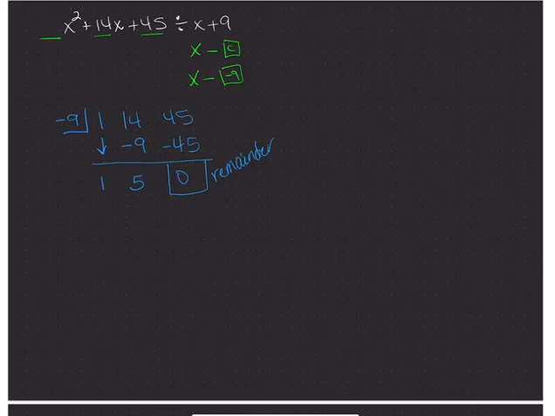The first number is always going to be your whole number, and then your next one is going to be your x. So what's my answer going to be? x plus 5. And if you want, you can put the 1 out front if you need to, right? And we don't have a remainder, so there we are with our final answer.